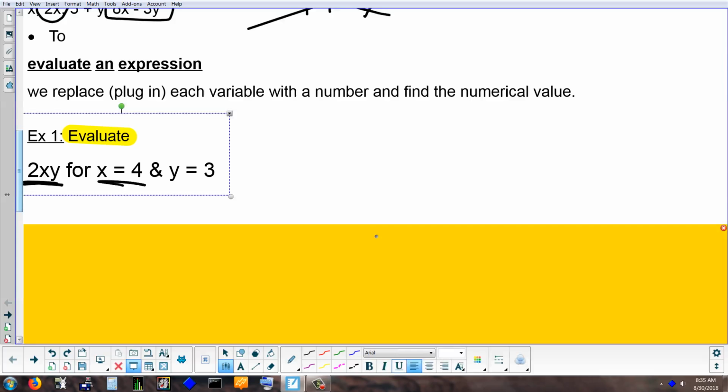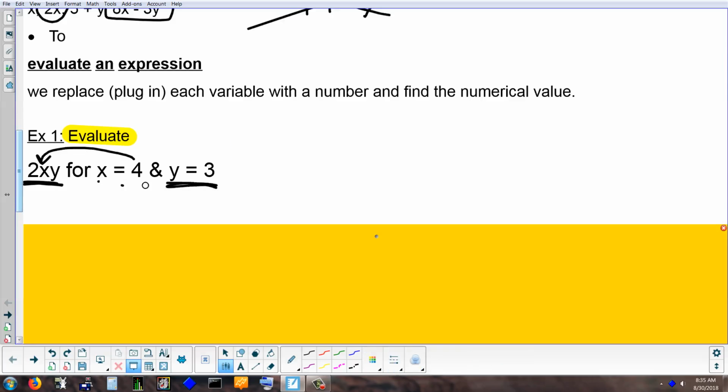Now, they're giving me some directions. What do they want me to plug in for x? Yeah, Yusuf? 4. Yeah, they want me to plug in 4 for the x, and then what about for y? What do they want me to plug in there? Seamus? 3. So they want me to plug in 3 for y. So our first step is just to copy it down, change x to 4, and change y to 3.